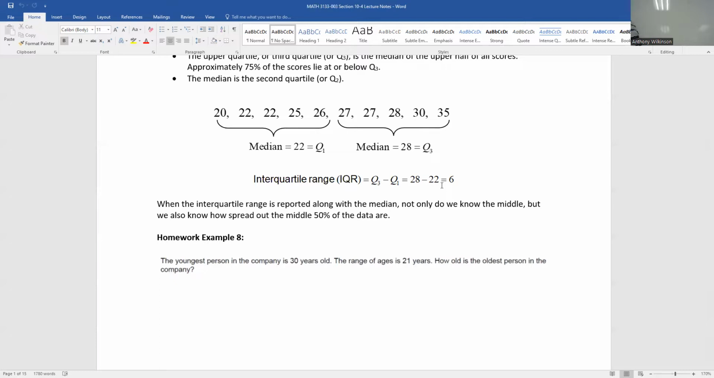Now, when the interquartile range is reported along with the median, not only do we know the middle, but we also know how spread out the middle 50% of the data are.